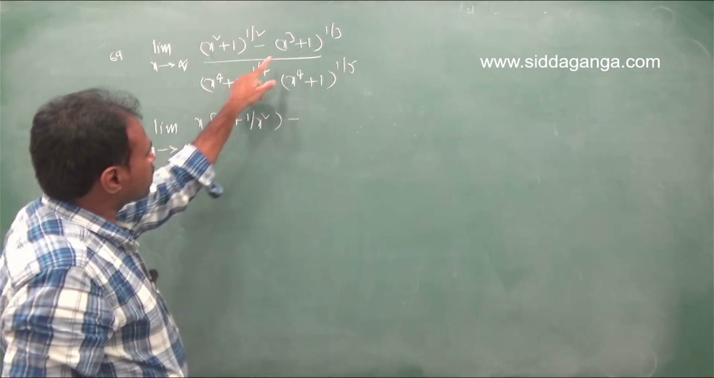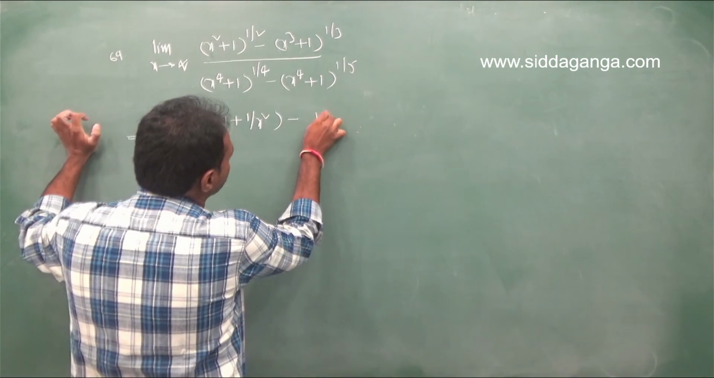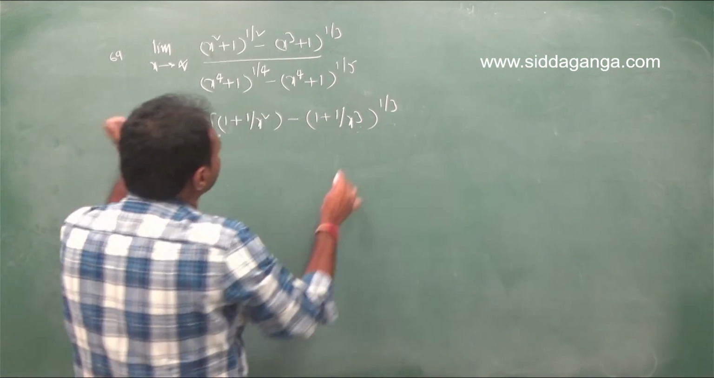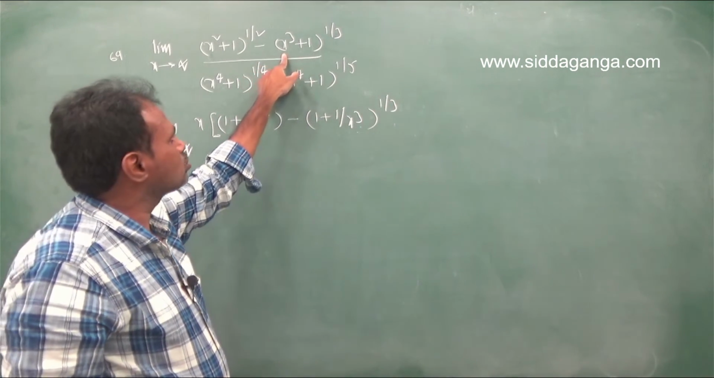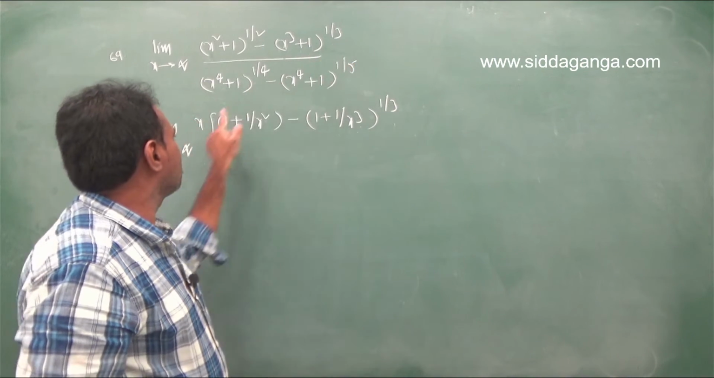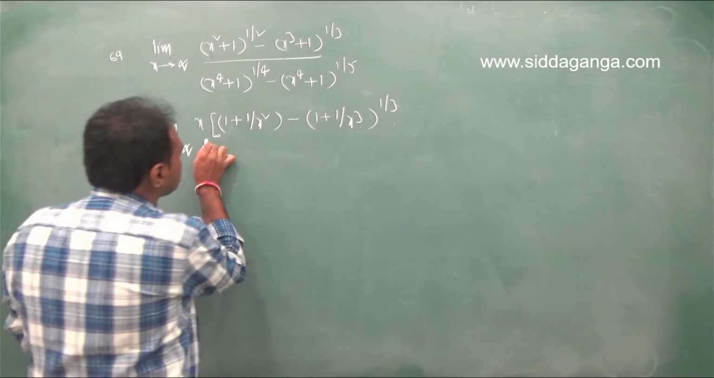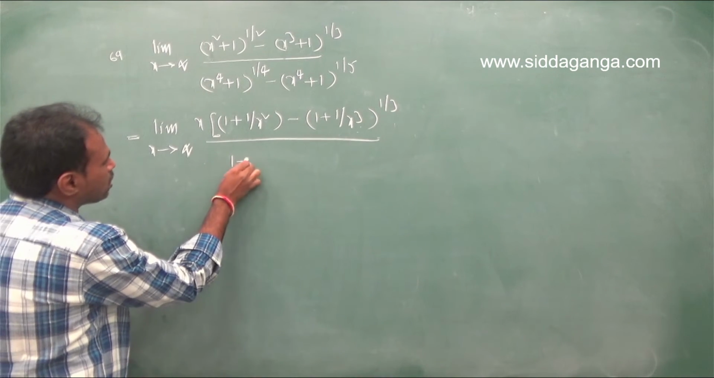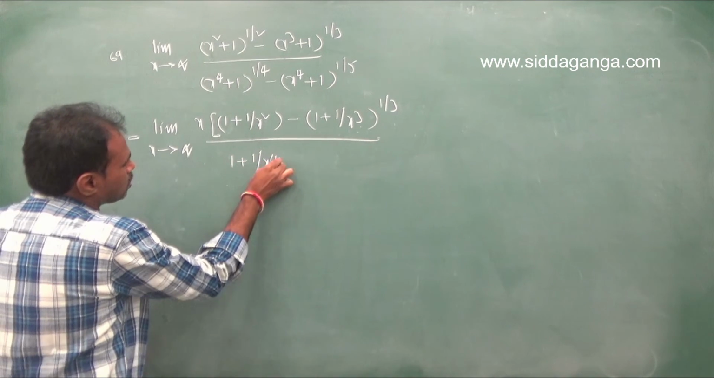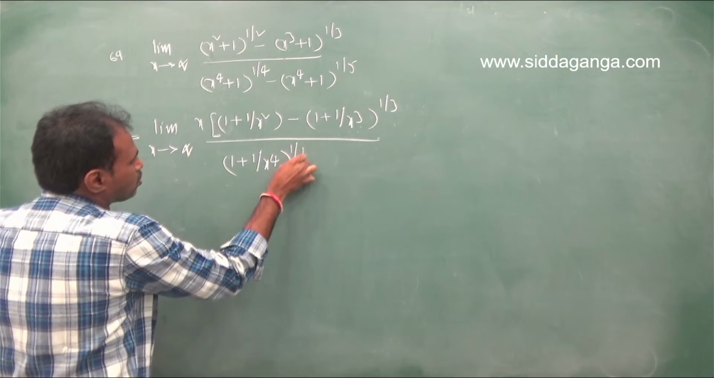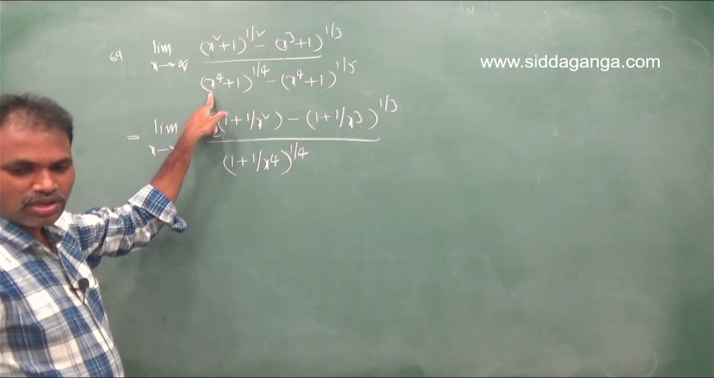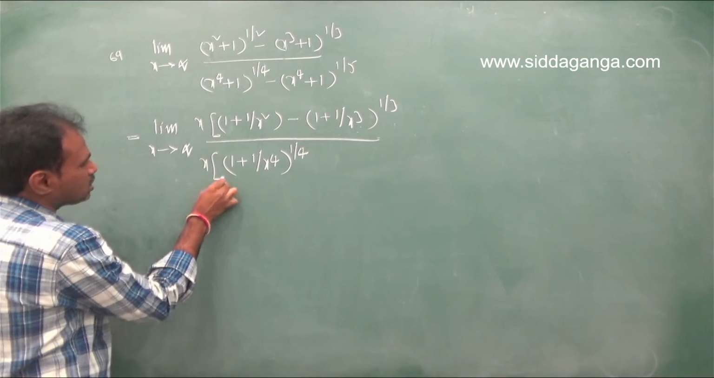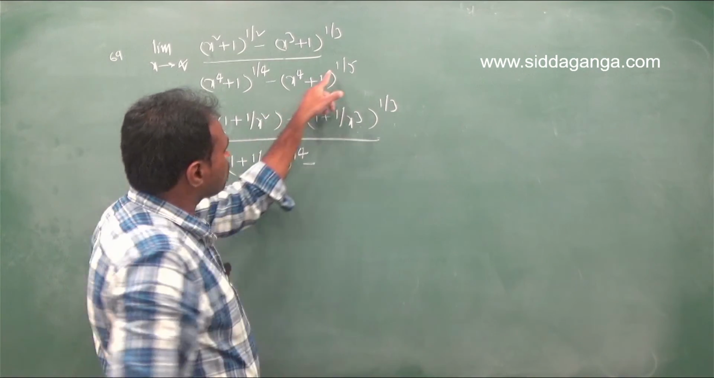minus, here you take x cube common, that is (1 plus 1 by x cube) whole power 1 by 3. x cube whole power 1 by 3 means x, that x you have taken common, divided by, here also x power 4 taken common, that is (1 plus 1 by x power 4) whole power 1 by 4. x power 4 whole power 1 by 4 means x, taken outside, and here power 1 by 5 is there.